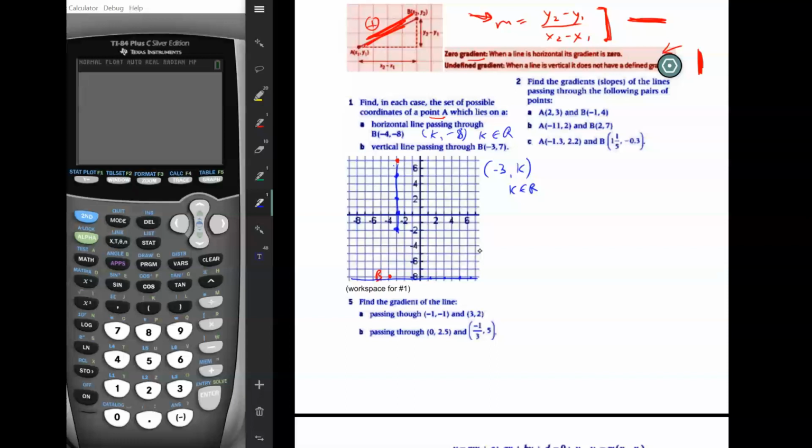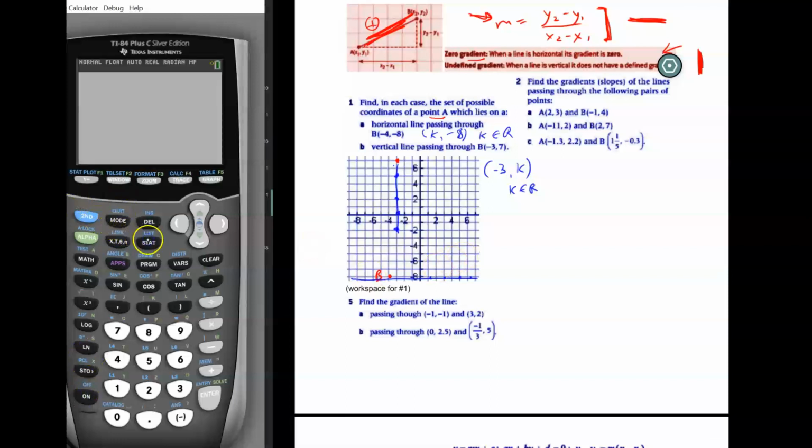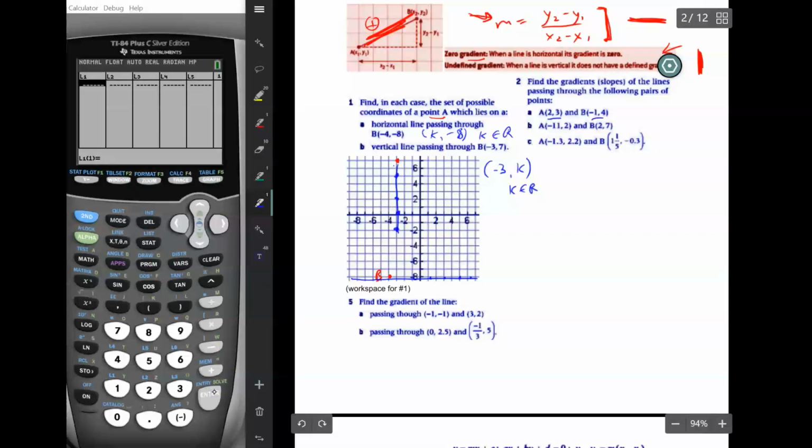Okay? Number 2, find the gradients or slopes of the lines passing through the following pairs of points. Now is when we can effectively use the calculator to do the heavy lifting. So first thing we're going to do is get into stat edit, because the way we find slopes is we just run linreg, which you already have learned how to do. So we just take these 2 points as if they were points which we're going to use to find a linreg equation, and then we're just going to read the slope off the linreg equation.